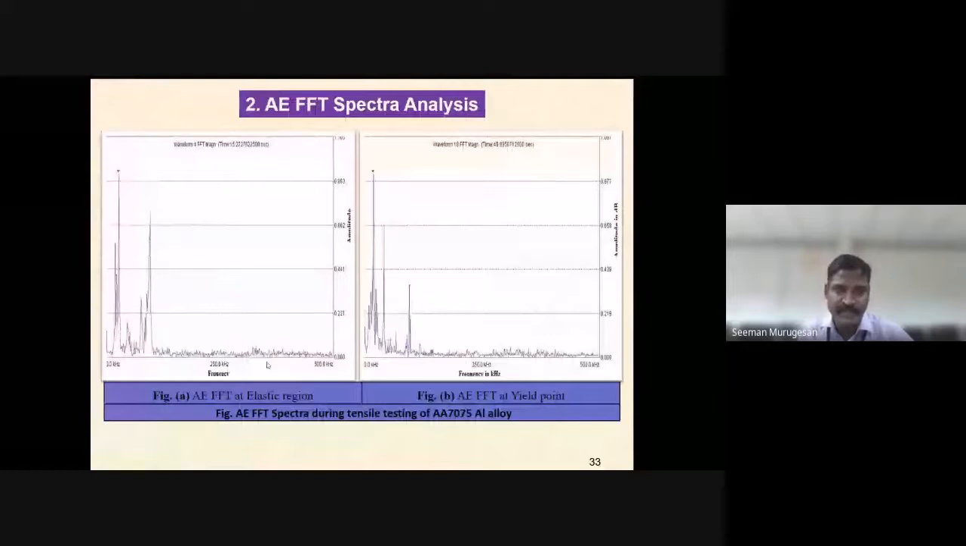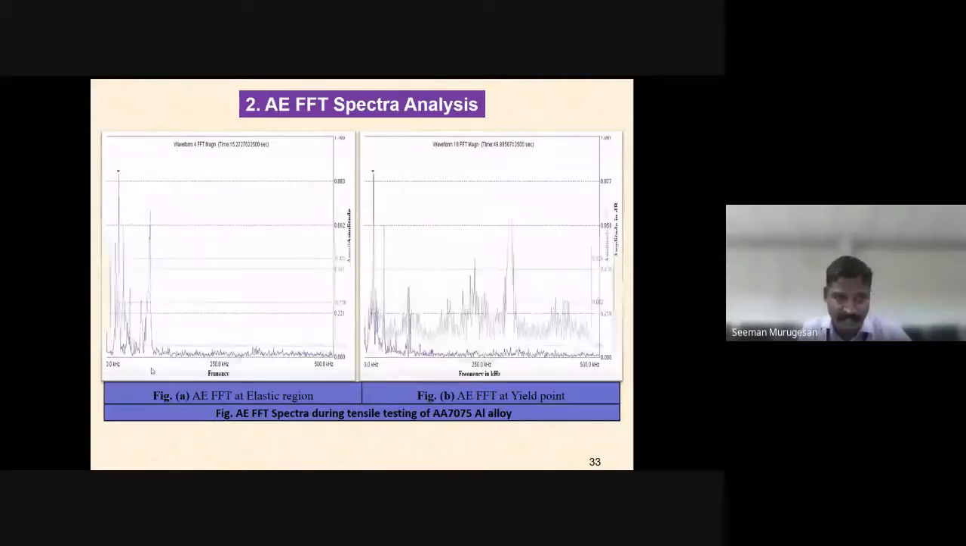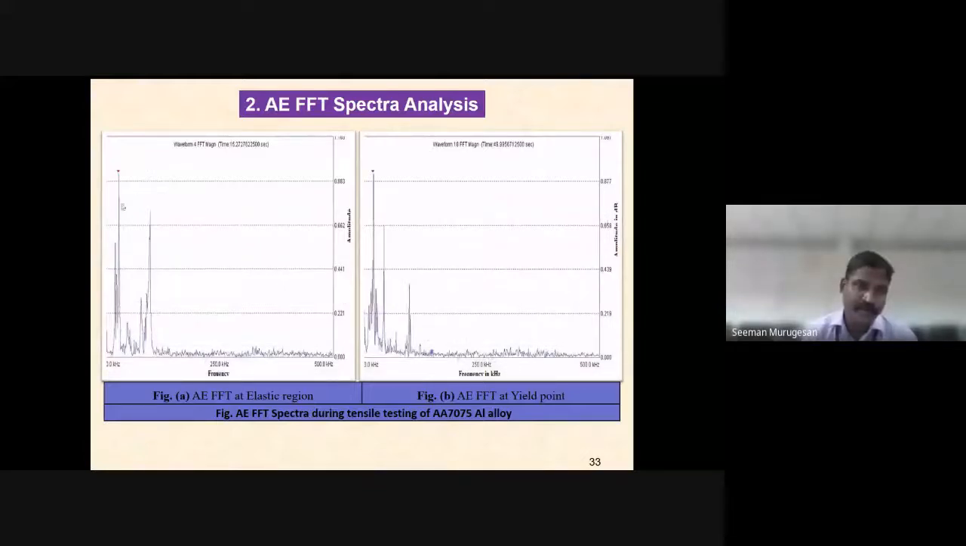For example, the first figure shows the elastic region of the tensile testing. The peak amplitude will be observed around 60 kilohertz. Then an additional high intensity of signal will be sensed around 100 kilohertz. The peak amplitude is around 60 kilohertz.